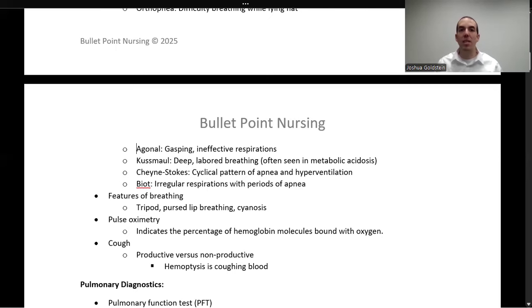And in that case, you'll learn more about this in endocrine, but that's where the patient is trying to actually blow off a lot of excess CO2. That's a side effect of metabolic acidosis.